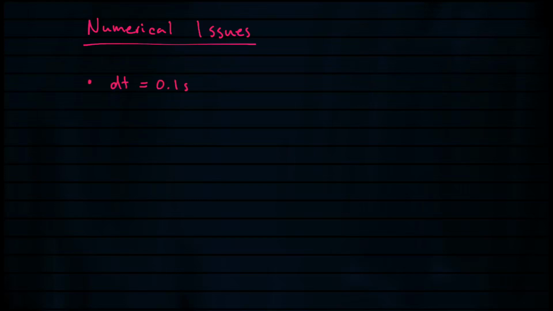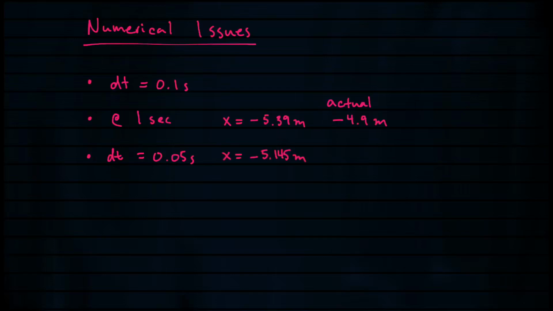First of all, let's start off by looking at an example of using a time step of 0.1 seconds per step. At 1 second, we're going to find that the position of our cylinder is at minus 5.39 meters. But if we actually use the integrated equation we calculated from the previous slide, the actual position should be minus 4.9 meters. So maybe our problem is we're just using too big of a time step. Let's halve it and use 0.05 seconds as our time step. We'll find that our x has gotten closer. We're now at minus 5.145 meters, but that's still not good enough.